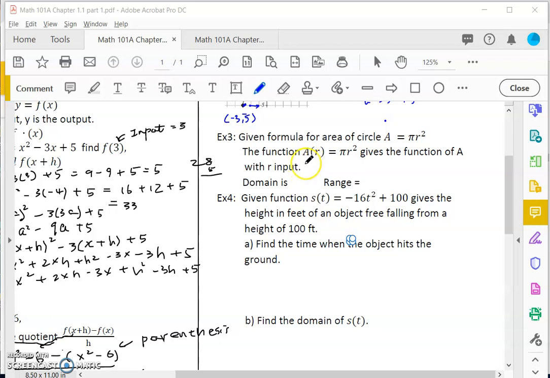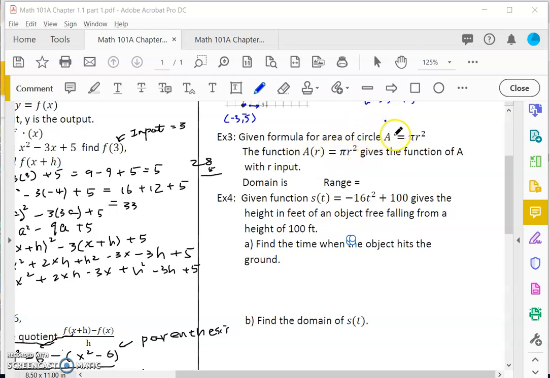Hi, this is Chapter 1.1, Part 2 of Calculus 1. In this video, we're going to go through the use of formulas to model applications and also how to find zeros of a function, as well as some properties of the graph of a function. So the first thing is how we can take a formula and change it into a function.